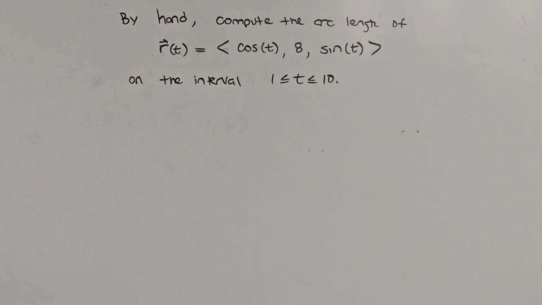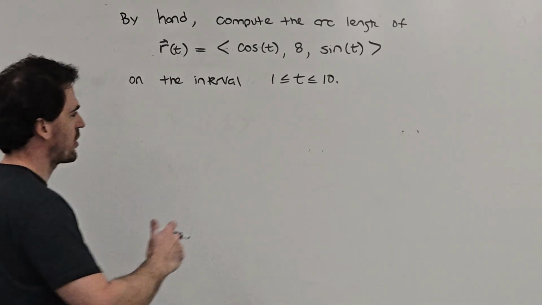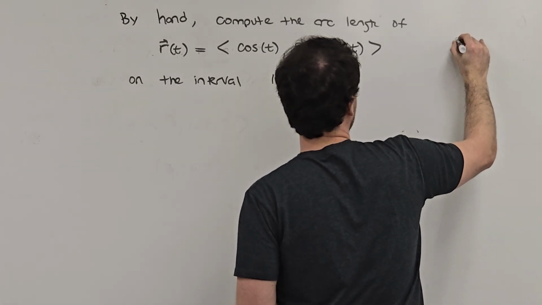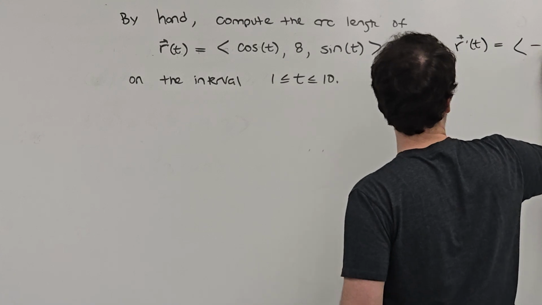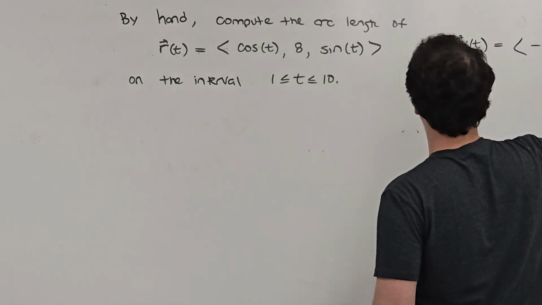So by hand, compute the arc length. I'm just glancing over to the right at my arc length formula. Okay, that's right, so it's a definite integral. I've got a square root. But notice it's x prime, y prime, z prime. So maybe just take 2 seconds and actually just compute your x prime, y prime, and z prime. Negative sine t, 0, cosine t.